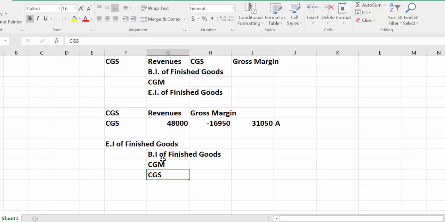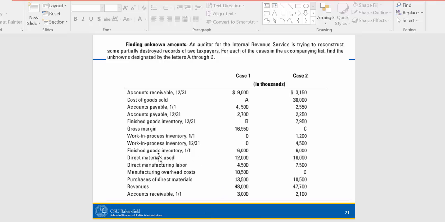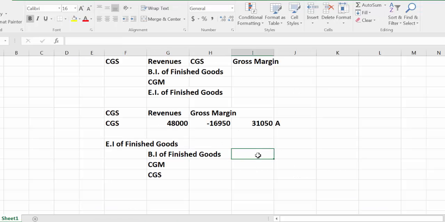Okay, so if you look at the available information, we have to know beginning inventory, CGM, and CGS in order to find ending inventory. Okay, that's for sure. So do we have a beginning inventory? If you go back to the slide, yes we do. If you look at the finished goods inventory January 1st, we do have a 6,000 balance. So I'm going to put 6,000 there.